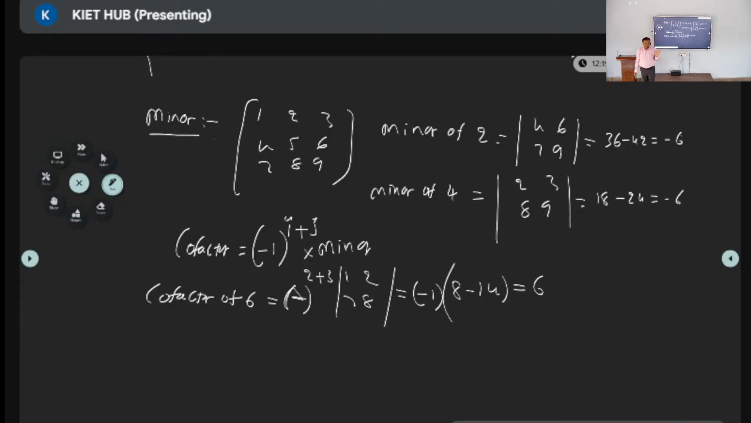Everybody understanding? When are minor and cofactor both equal? If i plus j is even, both minor and cofactor are equal. If i plus j is odd, minor and cofactor differ by the minus sign. When both are equal, i plus j is an even number. When they differ by the minus sign, i plus j is an odd number. So that is about the minor and cofactor.